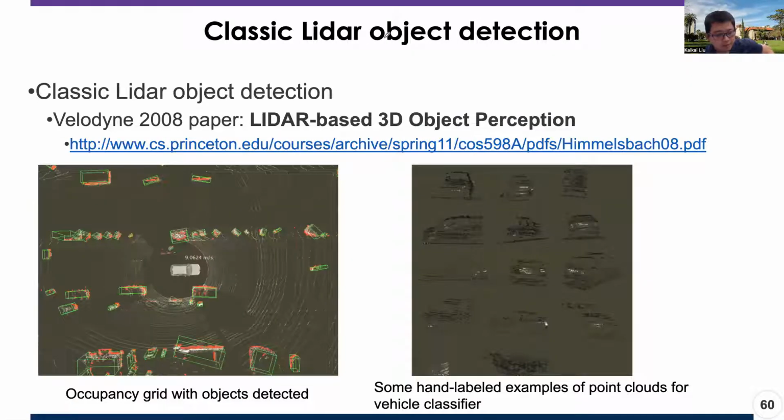Okay, but how do we do LiDAR-based detection or maybe segmentation? The classical LiDAR-based object detection you can see in the Vidal 2008 paper, LiDAR-based 3D object perception. You can see the LiDAR scanning in 360 degrees. When it scans an object, you can draw bounding boxes over the object. Then you can get an occupancy grid.